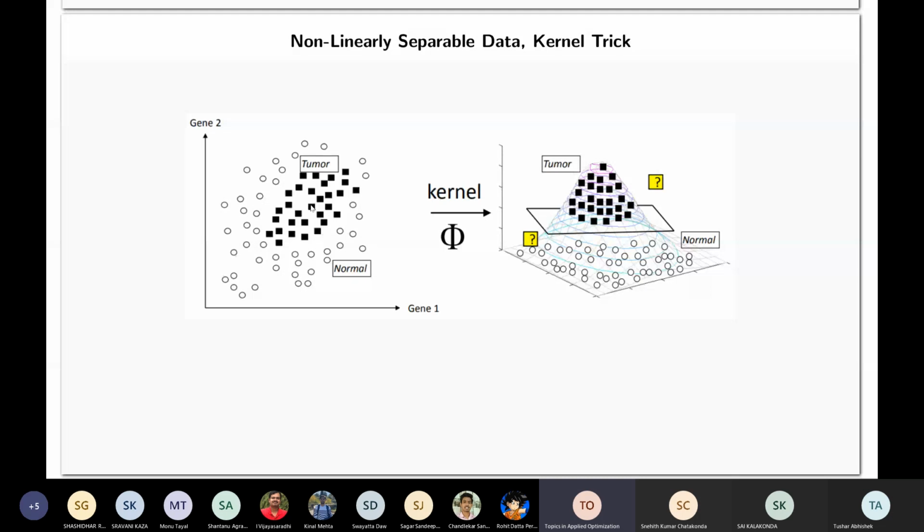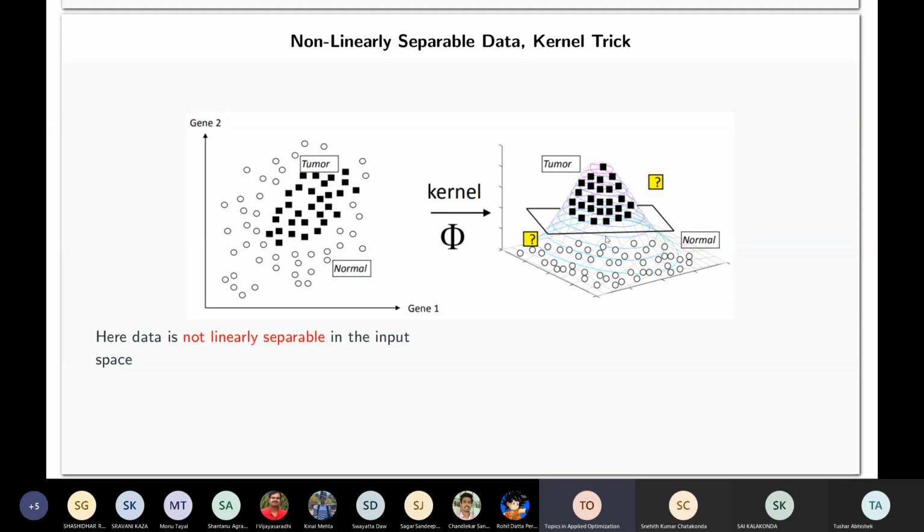We push one label's data up, and then the other one we keep at the same plane or maybe push down. And if that is the case, by assuming the higher dimensional space, you can separate it by a hyperplane. So that's the basic idea here.